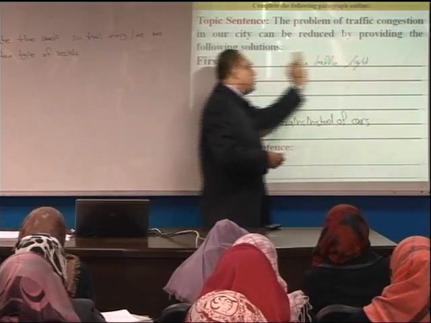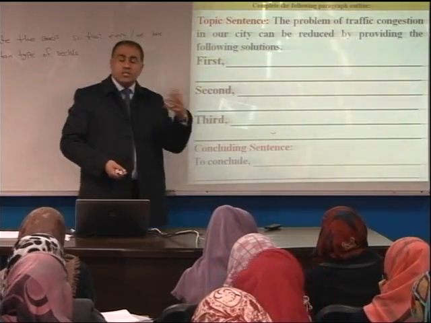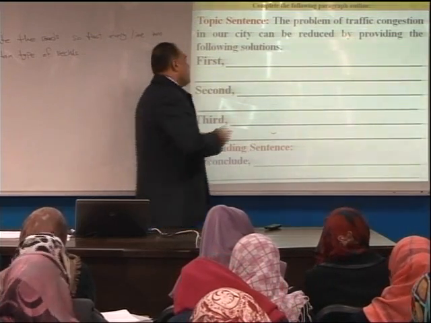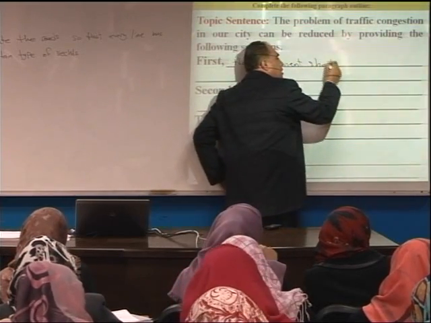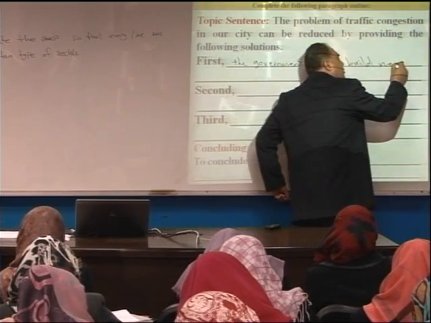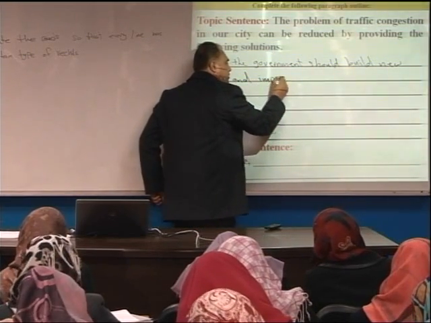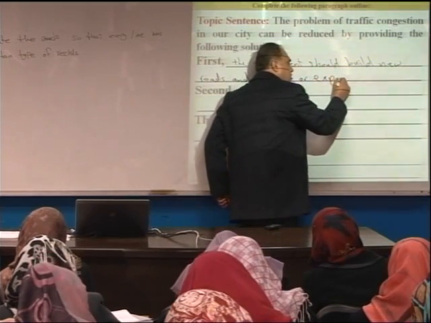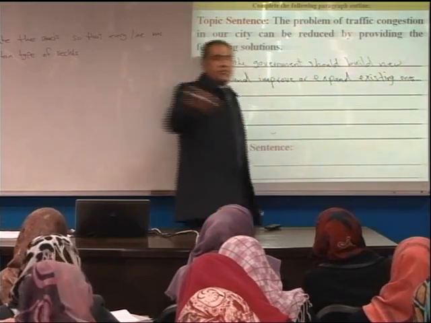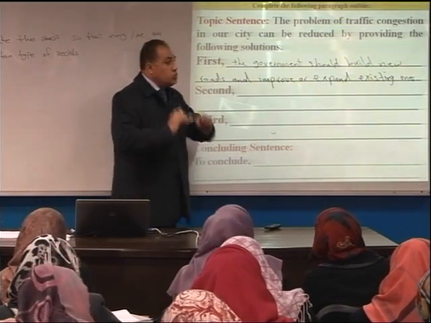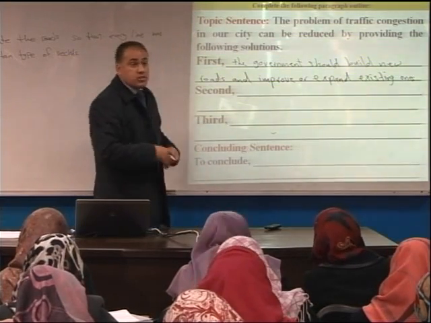Let's just write them very quickly here. First, we're writing the ideas as sentences here, okay? Because this is an outline, this is not the actual paragraph. But this is to help us write the paragraph later on. Okay, first, the government should build new roads and improve or expand existing ones. So this is the first idea, okay? The government should build new roads and improve, fix, repair and expand existing ones.